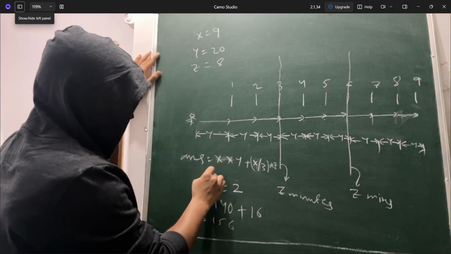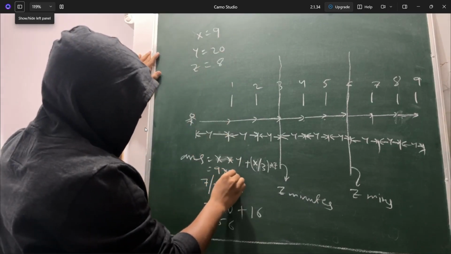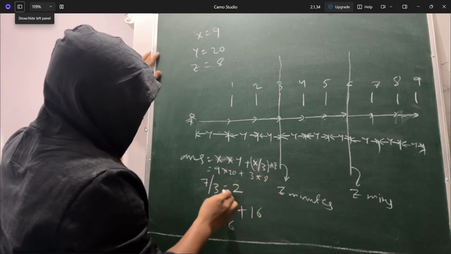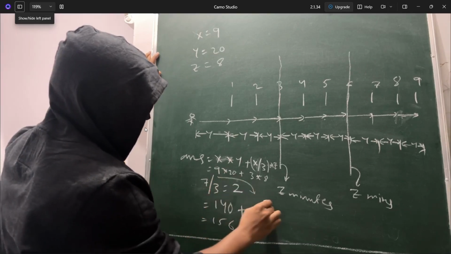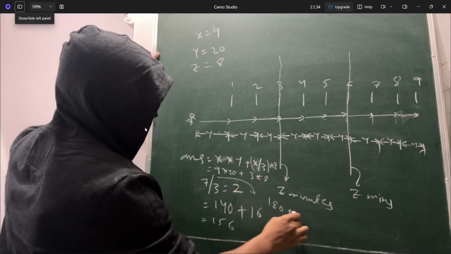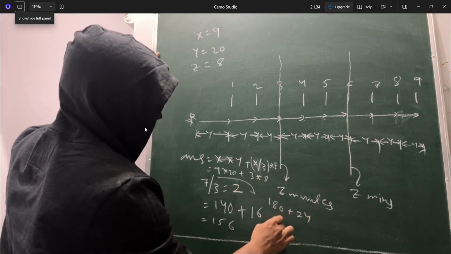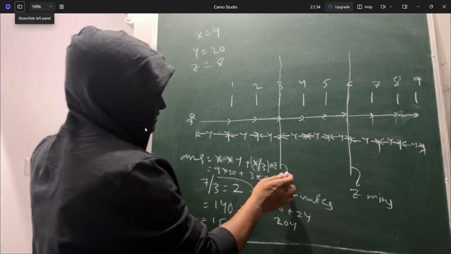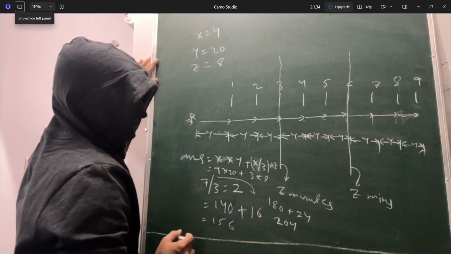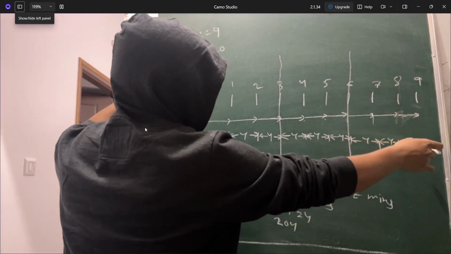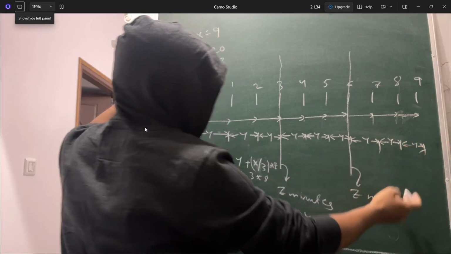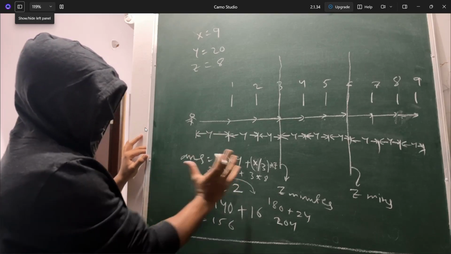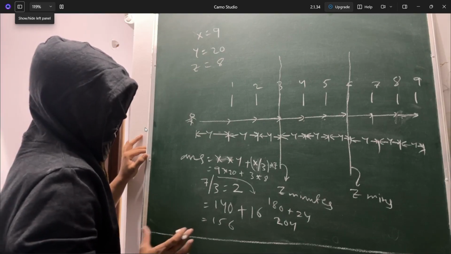X is basically in this case 9 and y is 20, plus x is 9 by 3 is 3 into z, which is basically 8. So your answer will be 9 into 20 is 180 plus 8 3s are 24. It will be 204. But if you try to see, it is not 204, because he'll be taking rest only 2 times, because the third time, the game will be ending, so he'll not be taking rest.